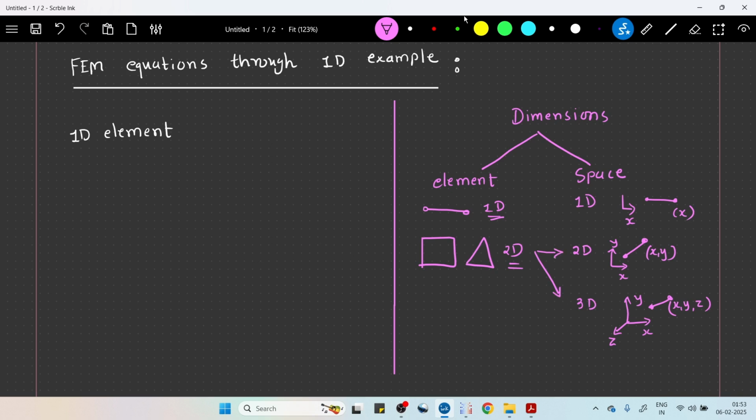And a 1D element can be in 1D, 2D or 3D space. So, for our 1D example, we are saying a 1D element, which is a line element, in 1D space. So let's take a 1D element: a truss or bar element.